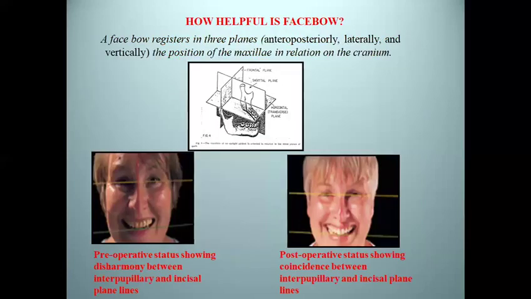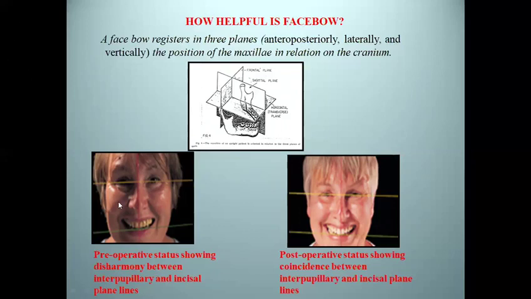Now the question arises, how helpful is the face bow? A face bow registers in 3 planes, anteriorly, posteriorly, laterally and vertically, the position of the maxilla in all 3 planes in relation to the cranium. So it helps in replicating the opening axis of the jaws as in the patient's mouth and transferring it and replicating it in the articulator.